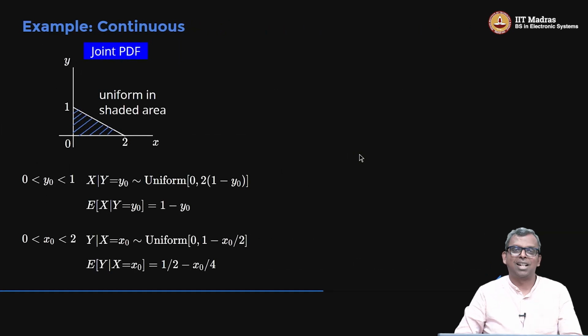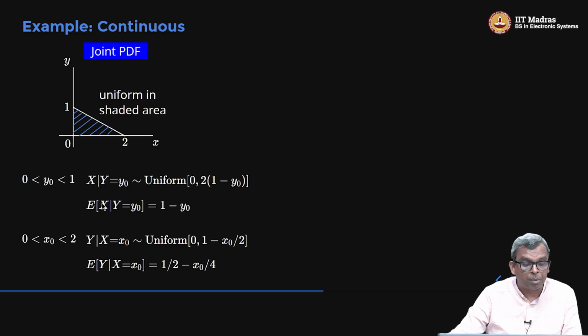So let's continue with our continuous example for this conditional expectation. We had this uniform example before. We computed these conditional expectations. So what do I do to go from expected value of x given y equals y naught to just expected value of x given y? Here is a very simple thing I'll tell you. Wherever you have y naught, simply replace it with capital Y.